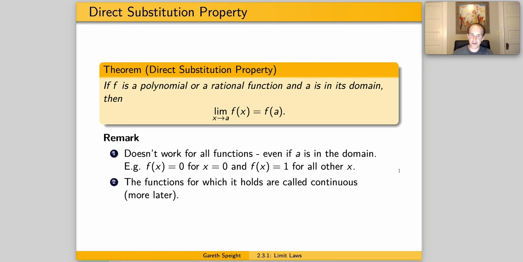And okay, the category of functions for which it does work are somehow nice functions for us, right? They're functions for which it's very easy to find limits. We just substitute. They're going to be called continuous functions. Okay, so we'll talk a little bit about this later. But for the moment, what we need to remember is if we have a polynomial or a rational function and we're trying to take the limit to somewhere in the domain, for those functions, you can just substitute, but don't assume you can substitute if you don't have one of these nice functions.